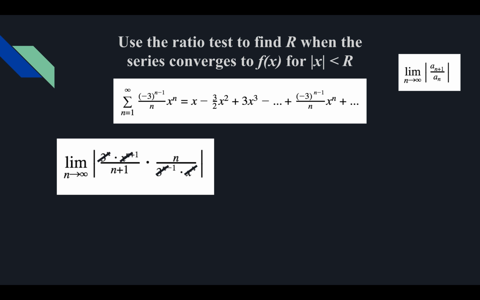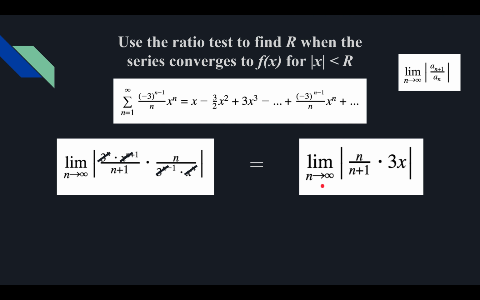We can see that the 3 to the nths cancel, and the x to the nths cancel as well. Now there's still going to be a 3 to the negative first in the denominator here, and an x to the first in the numerator here. Simplifying, we get the limit as n approaches infinity of the absolute value of n over n plus 1 times 3x. When we take the limit as n approaches infinity of n over n plus 1, we get 1. So we're just taking the limit as n approaches infinity of 3x, which gets us 3 absolute value of x.